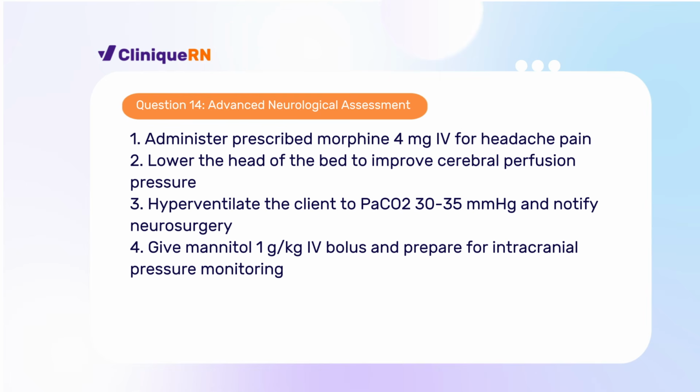1. Administer prescribed morphine 4 milligrams intravenous for headache pain. 2. Lower the head of the bed to improve cerebral perfusion pressure. 3. Hyperventilate the client to partial pressure of carbon dioxide in arterial blood, 30 to 35 millimeters of mercury, and notify neurosurgery. 4. Give mannitol 1 gram per kilogram intravenous bolus and prepare for intracranial pressure monitoring.